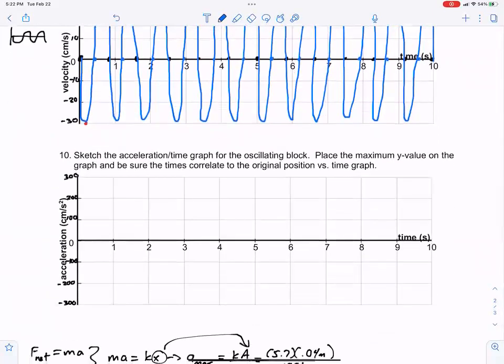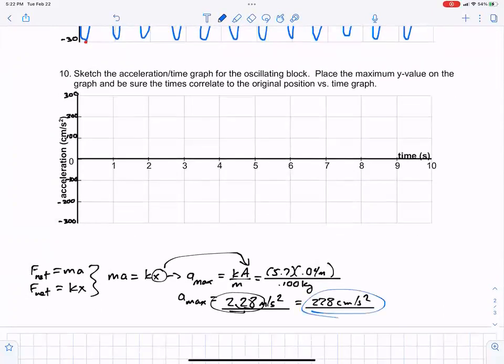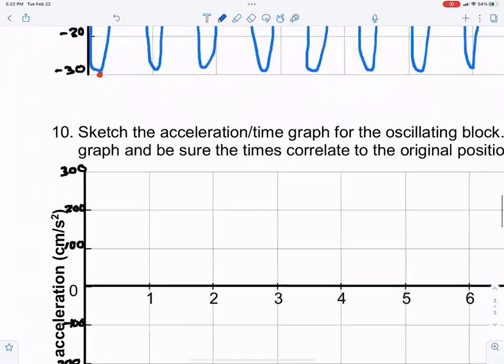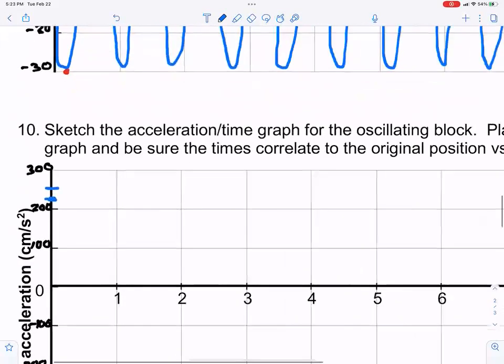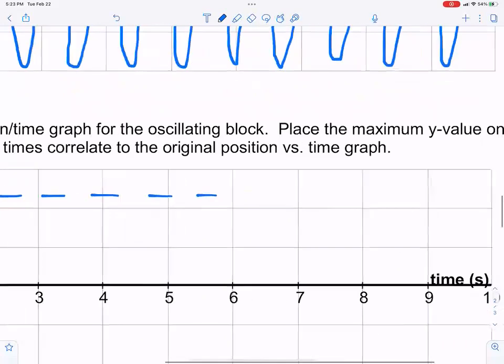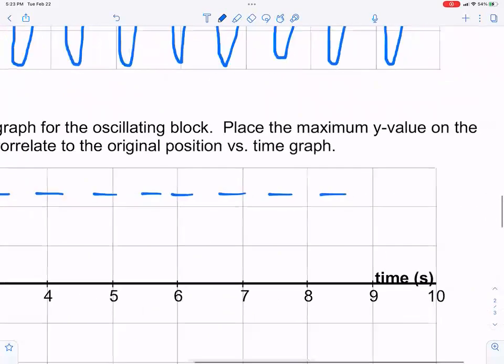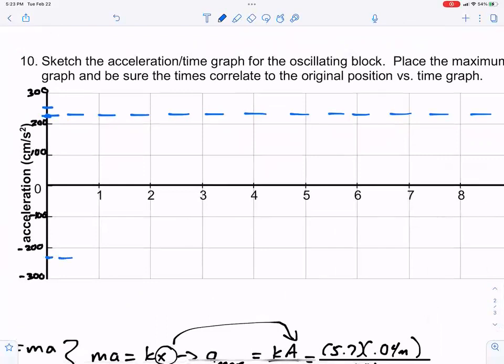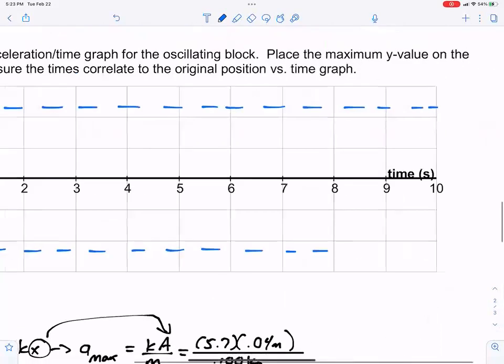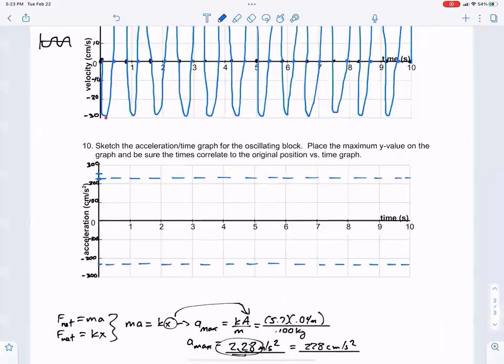Finally, in the acceleration versus time graph, you're going to be plotting about 228. So 228 would be about a quarter of the way between 200 and 300. So there's 250, there's 225. 228 is just a little bit higher than that. So I'm going to make a dashed line all the way across like this. That way I can keep my amplitude constant for this acceleration graph. I'm going to do the same thing down here at -225, which is pretty close to -228. Make a dashed line all the way across. That way we can keep our amplitude constant.